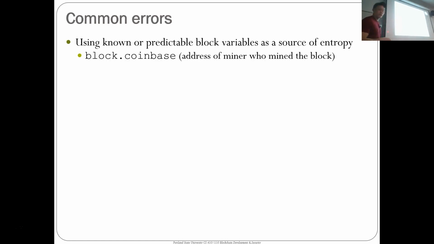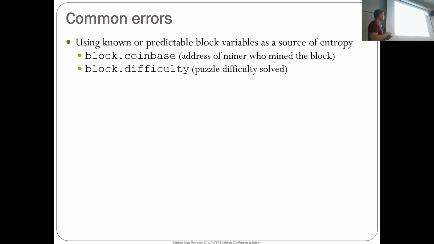So, some common errors before we get to code examples. Using known or predictable block variables as some kind of source of entropy is the underlying issue here. One source of entropy people think of is block.coinbase. Coinbase is the address of the miner who has mined the last block. Every block has a coinbase, where this miner gets a certain amount of ether for mining this block, and that's their address. If you have a large diverse mining pool, maybe this is unpredictable. Maybe there are only 5,000 different miners this could be.